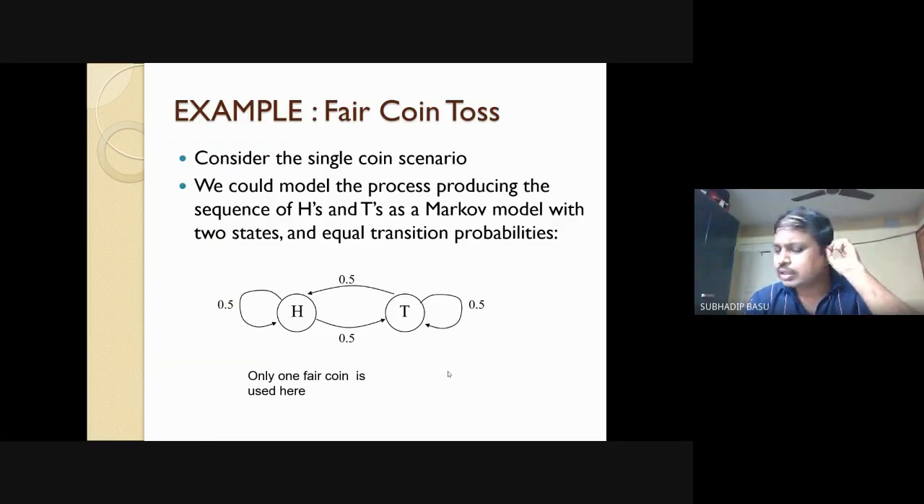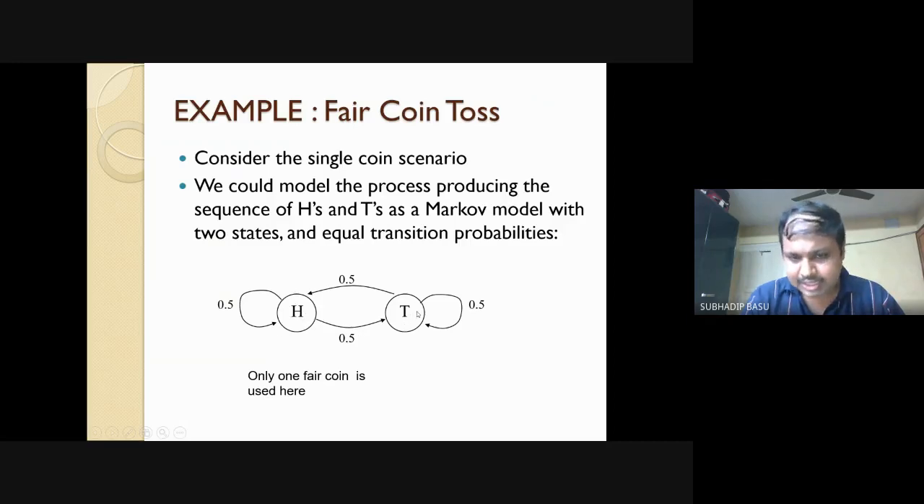There can be just two states, one can be head and one can be tail, so there are two possibilities, right? When there is a head, what is the probability that the next state will be tail? So it is 0.5. And what is the probability that the next state will be head? This is again 0.5.